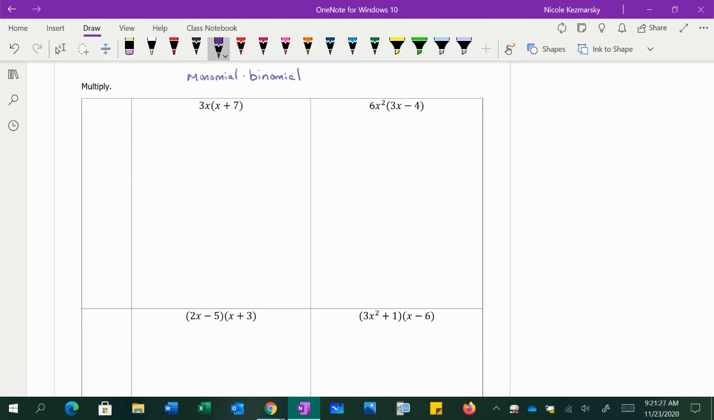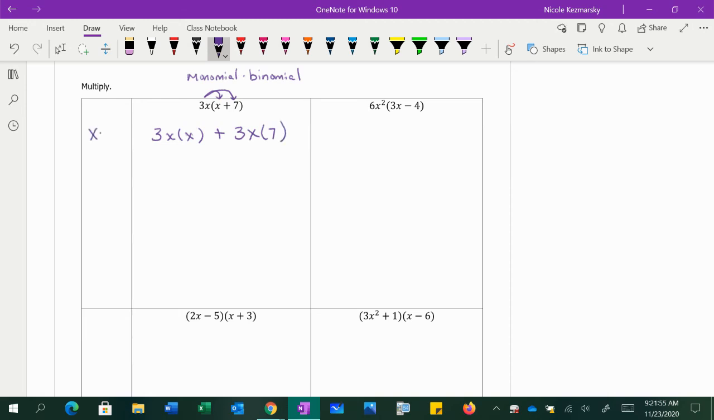Monomial means one term, binomial means two terms. When you have a monomial times anything, what you're going to do is the distributive property. So I'm going to take 3x and distribute it to the x and the 7. So I'm going to have 3x times x plus, because there's a plus sign in the parentheses, 3x times 7.